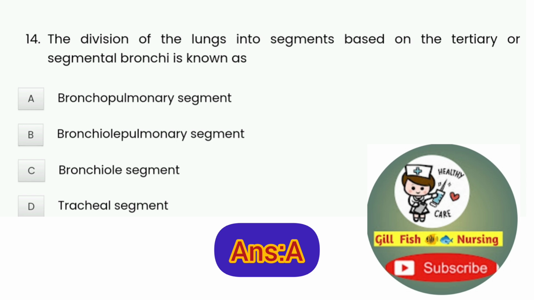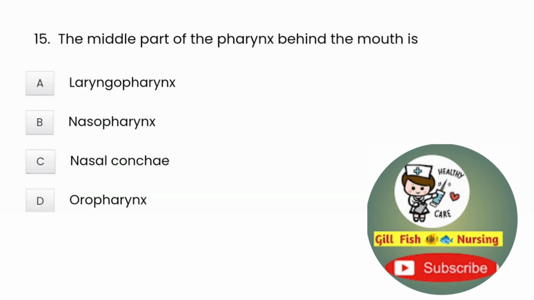Okay, fine. Next question. The middle part of the pharynx behind the mouth is: option A, laryngopharynx; option B, nasopharynx; option C, nasal concha; option D, oropharynx. So what would be the correct answer? Middle part of the pharynx behind the mouth. The question is behind the mouth. So what could be the correct answer? Can you guess that? Yeah, option D, oropharynx, is the correct answer.